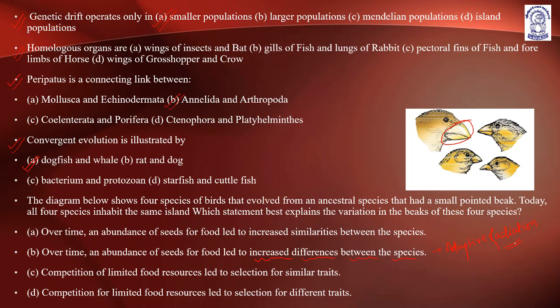Okay, Darwin finches, right? So option B is the correct option. C and D, competition for limited food sources, can lead to new speciation. Competition for limited food resources leads to the selection of different traits, which also gives rise to a new species. So option B is the correct option, because of the large amount of seeds, they have to increase the beak size, right? Because the ancestors had small and pointed beaks. Understood?